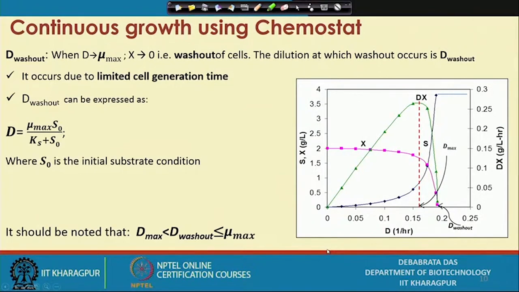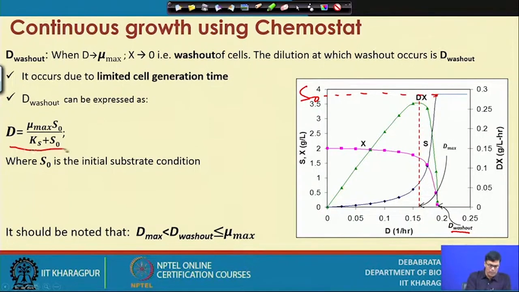Now, here I have shown you a graph. This is the dx, this is the x value, and this is the substrate concentration, am I right? And this corresponds to x0, am I right? So what is the x0? Where at D washout, that S value will be S0. Then what will be the D value? At D washout, D washout equals mu max into S0 over Ks plus S0. So we have seen that this is equal to D max, am I right? This is equal to D max, and this is the D washout.